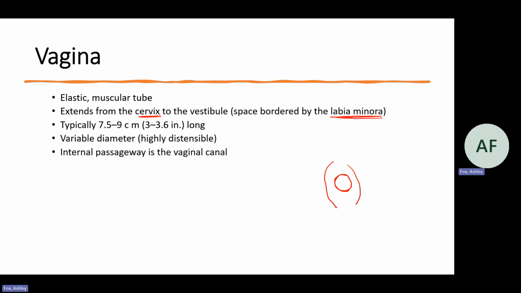It's about 7.5 to 9 centimeters long, so it's not too long, but it can change in diameter, meaning it can stretch, which makes sense because we know the vagina is going to be the birth canal. So the vaginal canal is also known as the birth canal. So this is where birthing is going to happen. During labor and delivery, the baby's going to pass from the uterus through the vagina into the outside world. So it can stretch a lot, enough that it can fit a baby through.